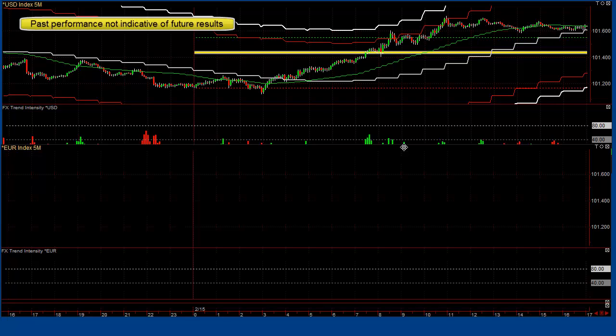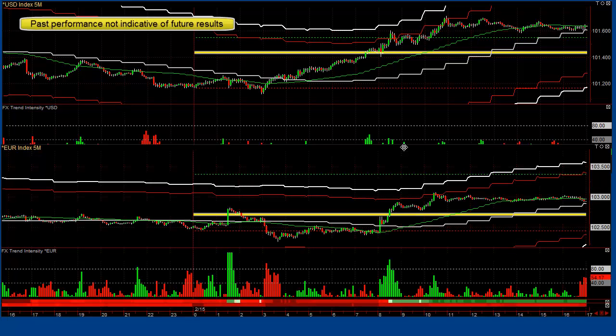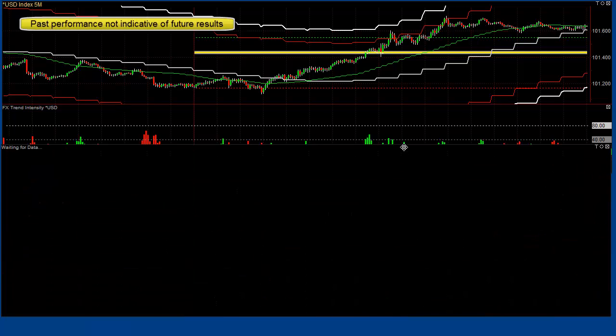It does a lot of calculations, so it might take 5 to 20 seconds to come up. This one was trending down until about 8, and then it got really strong, as you can see, but the weekly trend's still down. Let's look at the CAD.